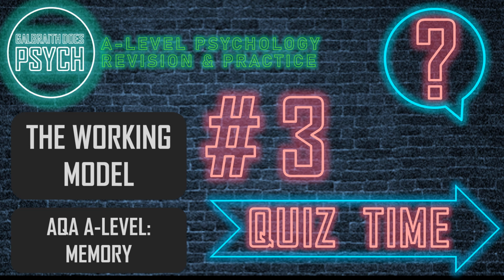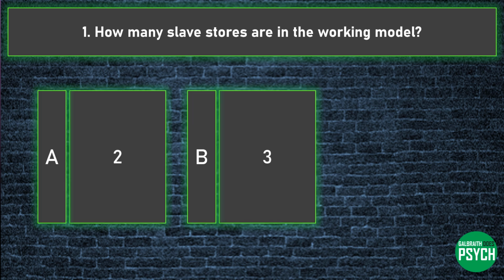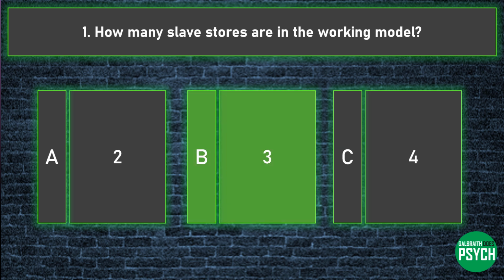Let's crack on with the working model. Question 1. How many slave stores are there in the working model? Is it 2, 3, or 4? It is, of course, I'm sure you can visualize it. It is 3.